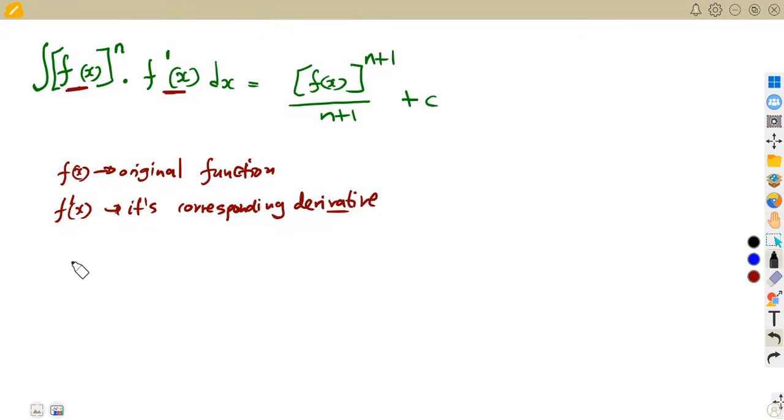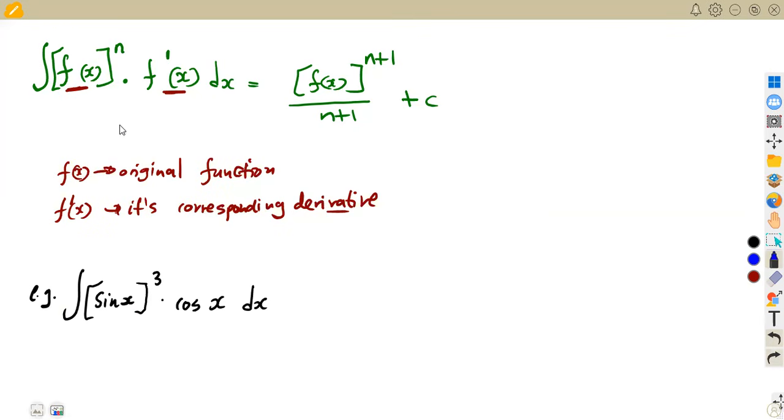Let's say we are given a trig function. For an example here, we're given a trig function to integrate: sine of x, this whole part of sine of x, being raised to the exponent of 3, multiplied by cosine of x with respect to x. So the question is, we are having an exponent here, which is fine.